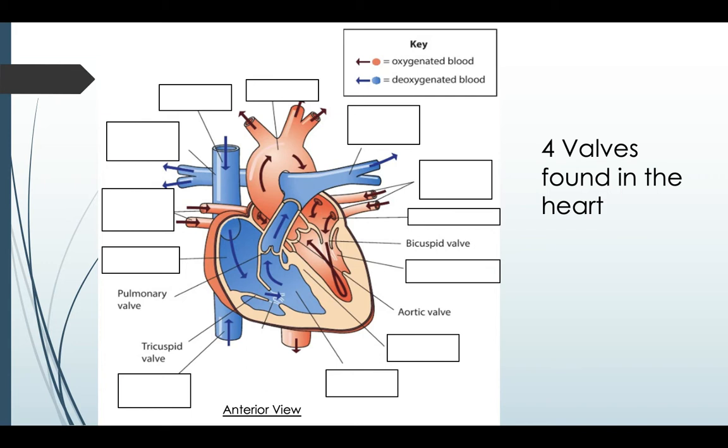Finally, the four valves that are in the heart. We have the pulmonary valve, which separates the right ventricle from the pulmonary artery, and we have the aortic valve, which separates the left ventricle from the aorta. We then have bicuspid and tricuspid valves, which separate the atria from the ventricles. Now, as a way to remember it, because they sound very similar, tri is right. So tricuspid, right side of the heart. Bicuspid, left side.